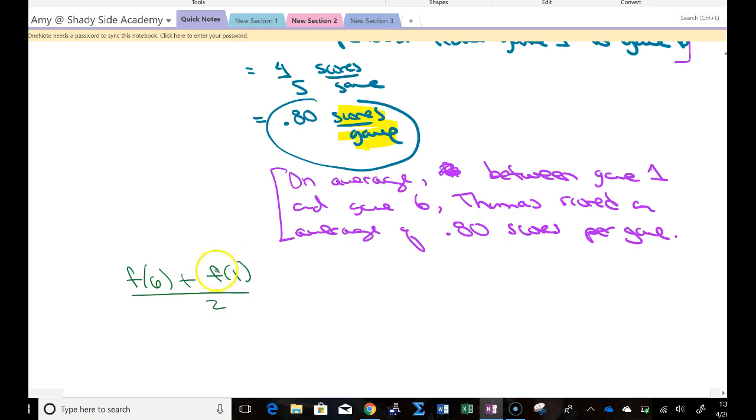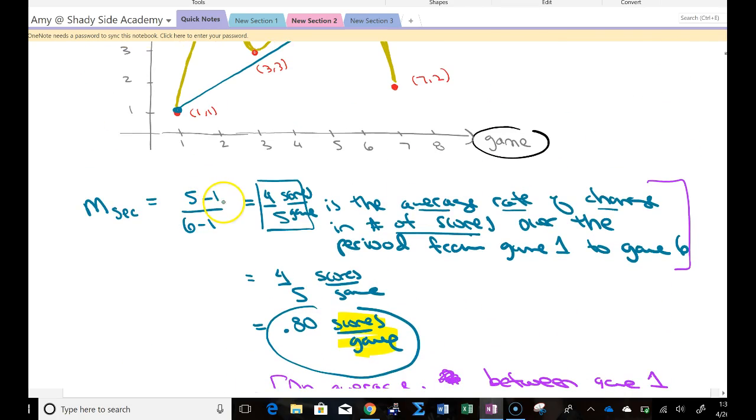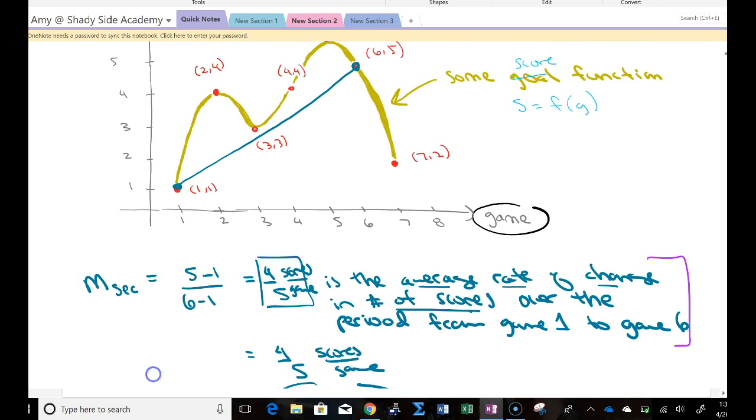This is just saying, take a look at the number of goals that Thomas scored on game 1, and the number of goals that Thomas scored in game 6, and just average them. Add them together and divide by 2, right? That's what you do when you have 2 tests and you want to average them. You take the number of tests, 2 tests, you add the test scores, divide by 2. The units here would just be number of goals. He's just averaging the number of goals. This, when we do f of 6 minus f of 1 over 6 minus 1, is the slope of the secant line connecting those 2 points, which is an average rate of change.